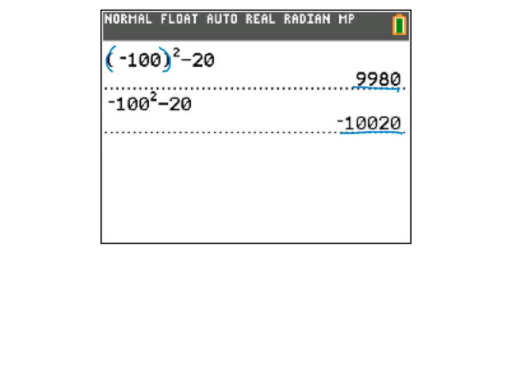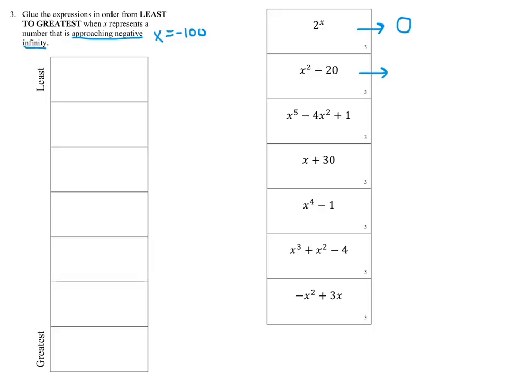What it's doing on the second one is squaring 100, and after it squares the 100, it makes your answer negative. What we really want to do is negative 100 times negative 100, which is a positive number. So x squared minus 20, if I plug negative 100 in, is equal to 9,980.